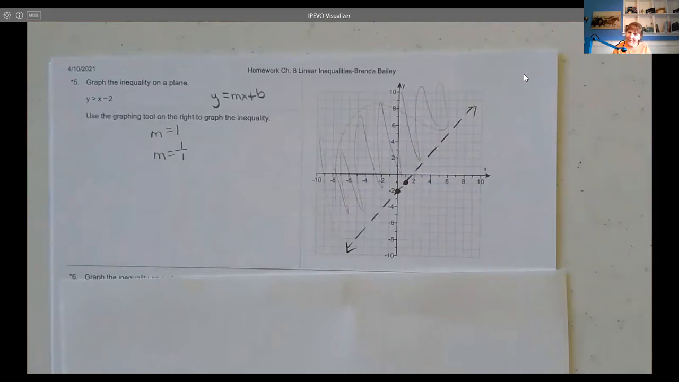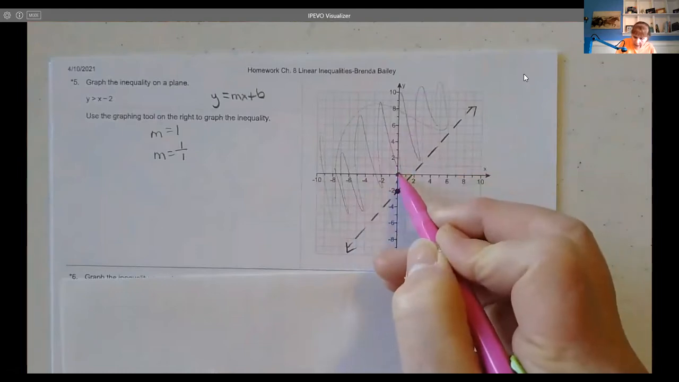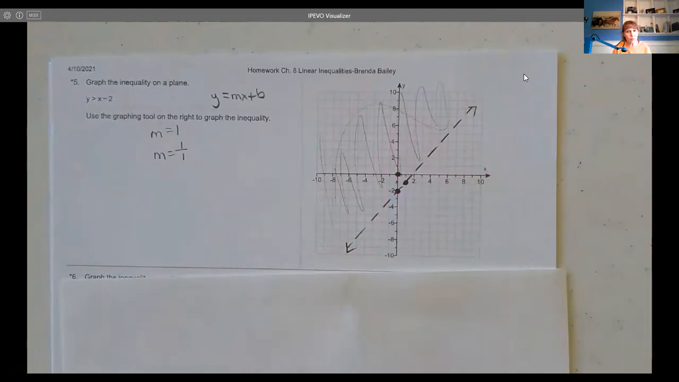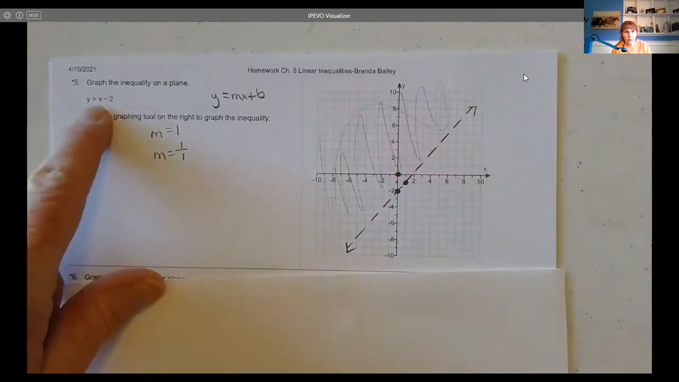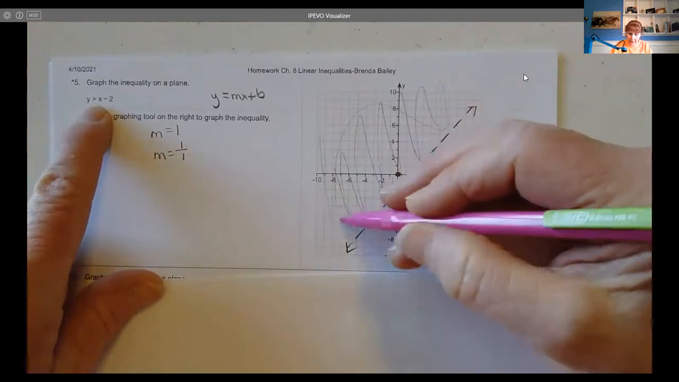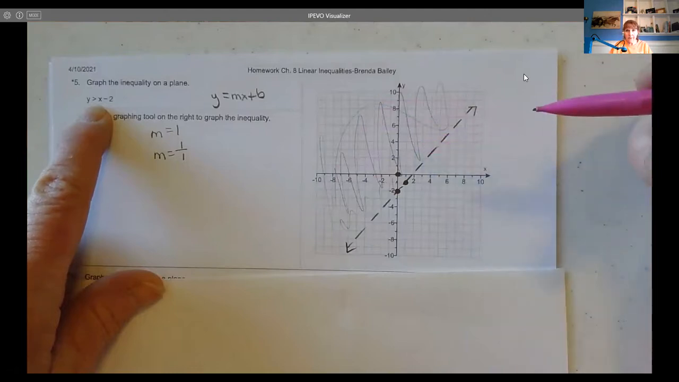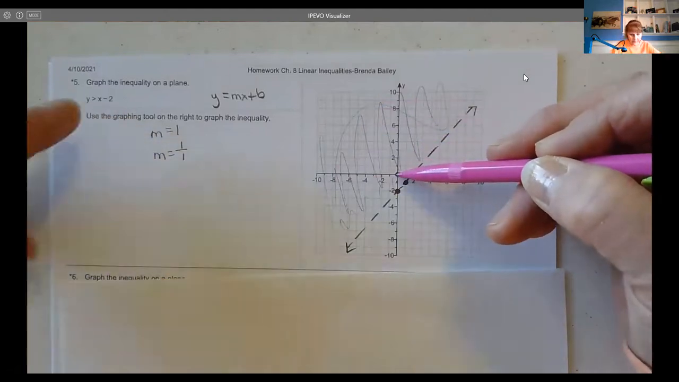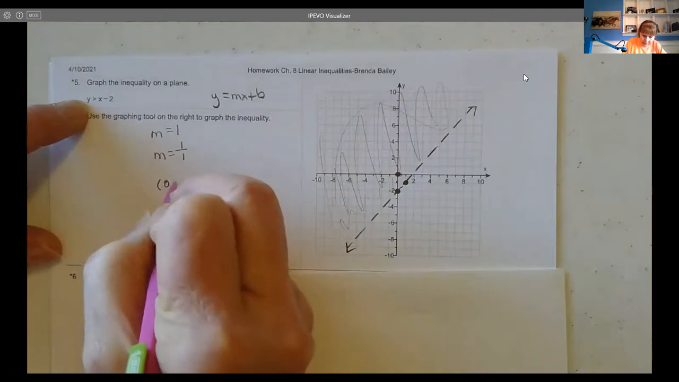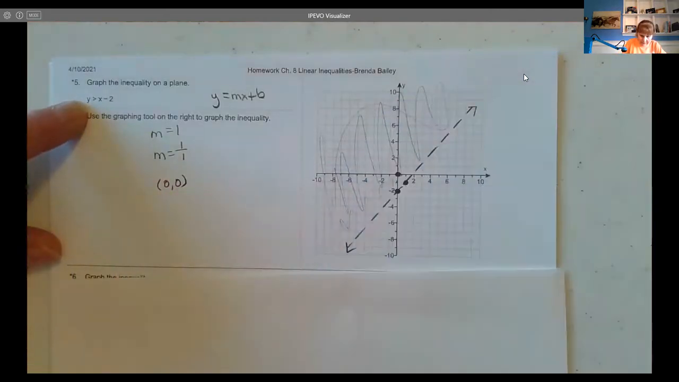Is that true? Did I shade in the right spot? Well, let's pick a point, and if you can, pick the point 0, 0. That's a really easy one. If you put 0, 0 in, it should be true, because it's in our shaded area. Any point over here is going to work. It is a solution to that equation. So let's pick 0, 0. Does 0, 0 work? If it does, then they all work.